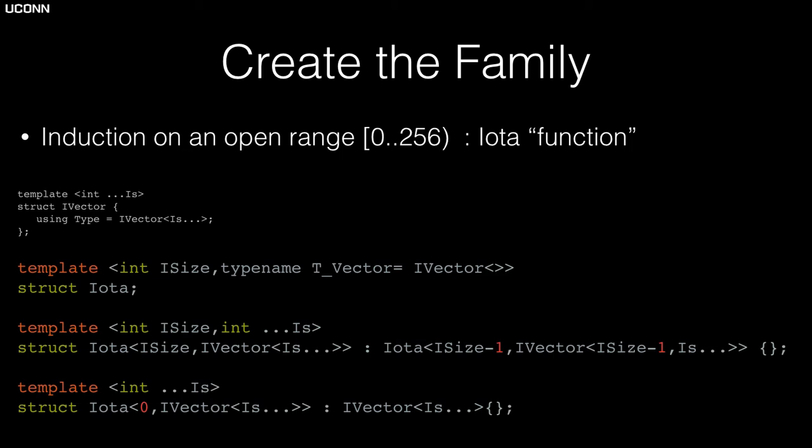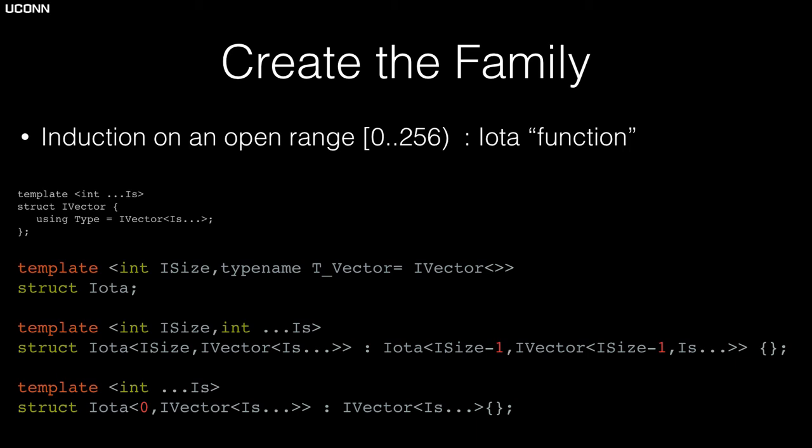Now, you know what's going to happen. The call to iota 255 inherits from iota 254, which uses an I vector with 254, and then the parameter pack received, expanded. But what is that parameter pack? Well, it's the parameter pack that starts with 255 and has the empty parameter pack behind. So now I've stuck 254 in front of 255. And I keep going automatically.